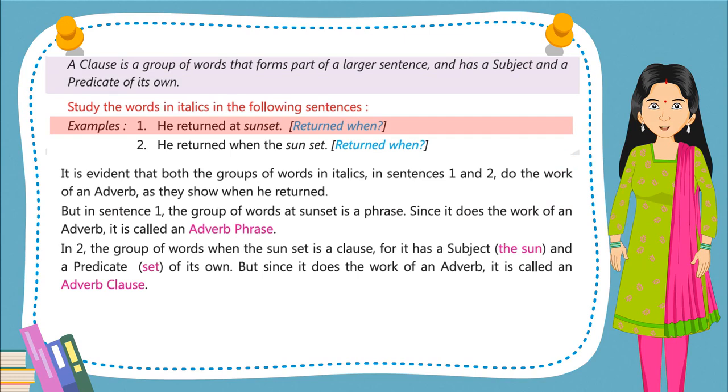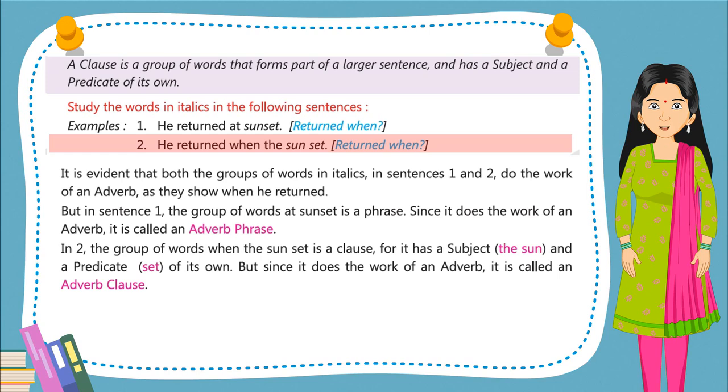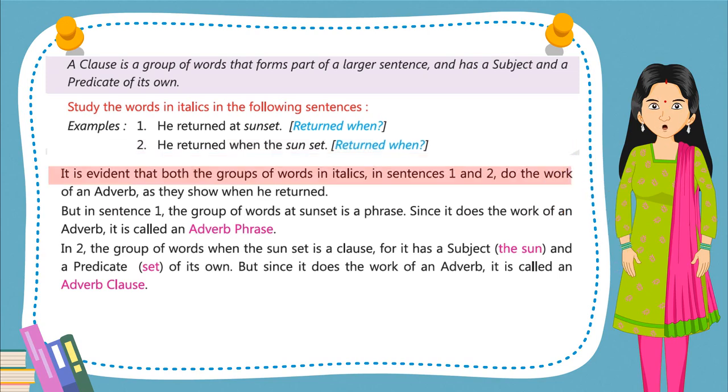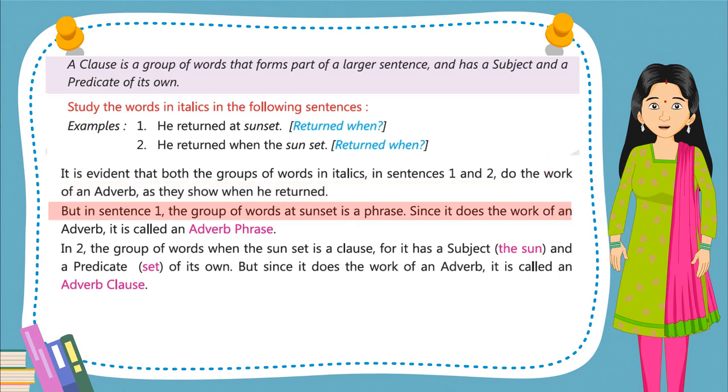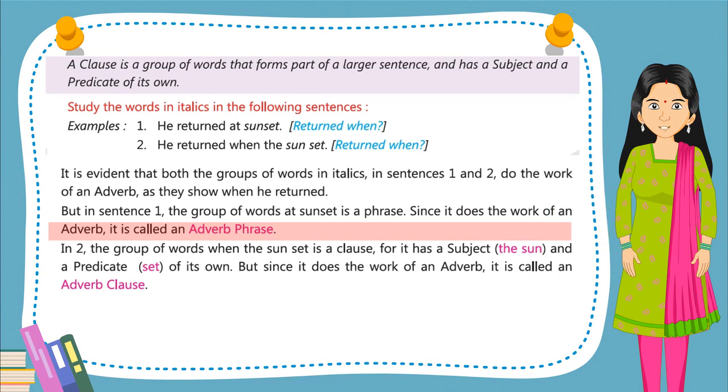Examples. 1. He returned at sunset. Returned when? 2. He returned when the sun set. Returned when? It is evident that both the groups of words in italics in sentences 1 and 2 do the work of an adverb as they show when he returned. But in sentence 1, the group of words at sunset is a phrase. Since it does the work of an adverb, it is called an adverb phrase.